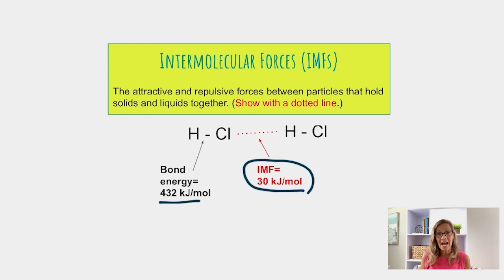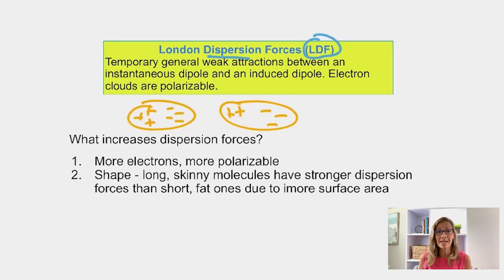You're going to learn how to predict what IMFs are present for any molecule or substance. So this weak temporary separation of charge causes a little bit of, guess what? Attractive force temporarily between these two molecules.